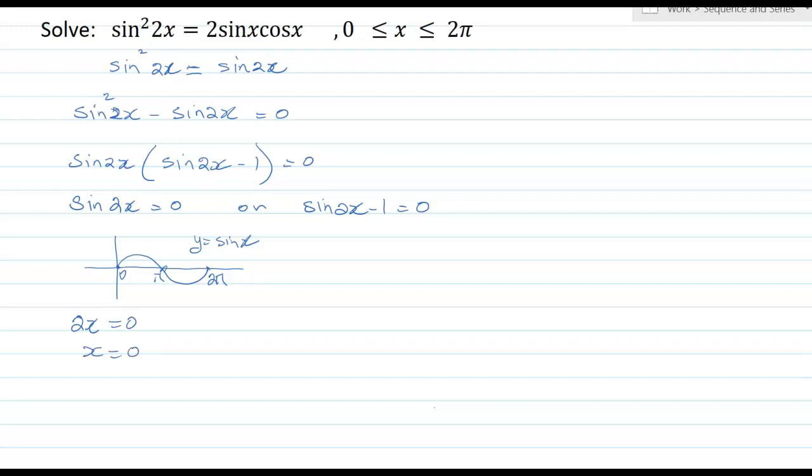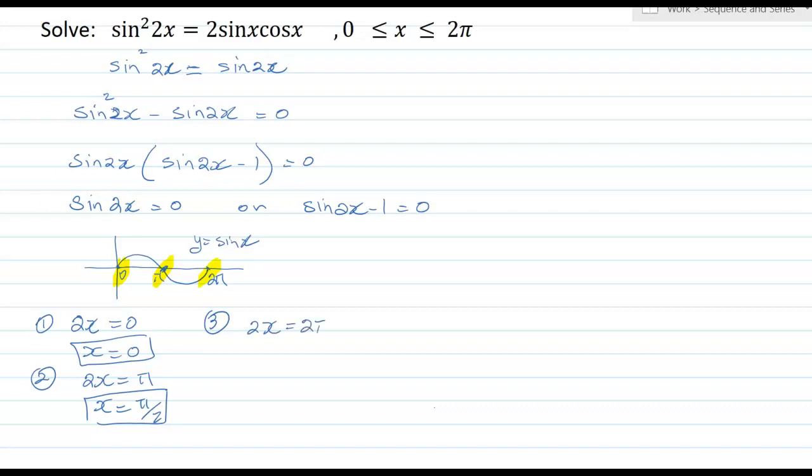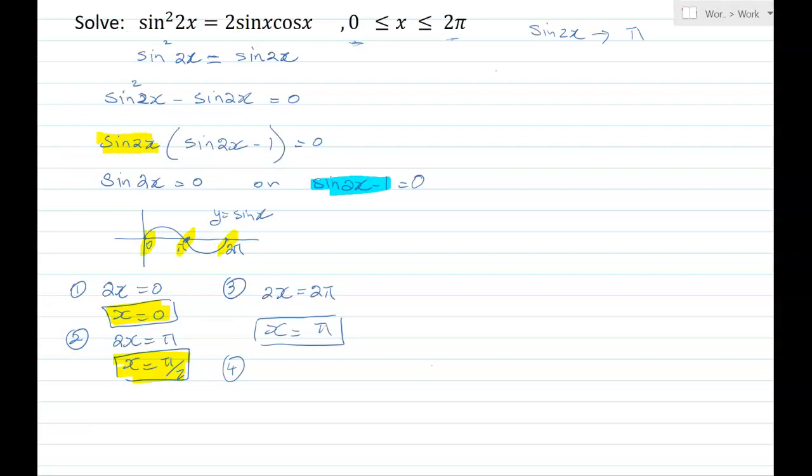The next one: the second solution is 2x must be equal to pi, which is right there. So we have 0, pi, and we're going to deal with the 2 pi as well, but now we are at pi. If 2x equals pi, that means x has to be pi over 2. So this is the second angle. The third angle we're going to deal with is 2 pi. So we set that up again, 2x equals 2 pi, so x equals pi. That's the third solution.